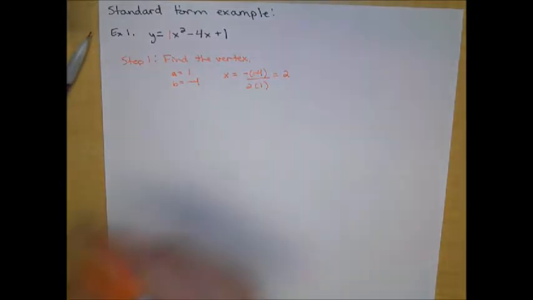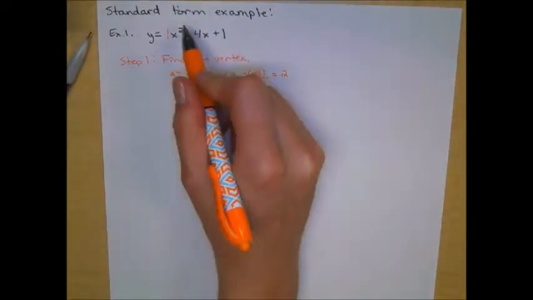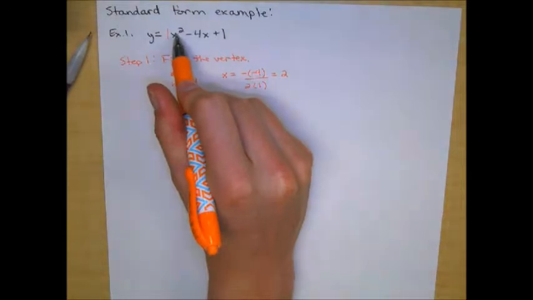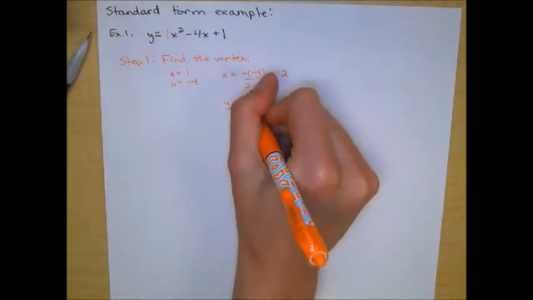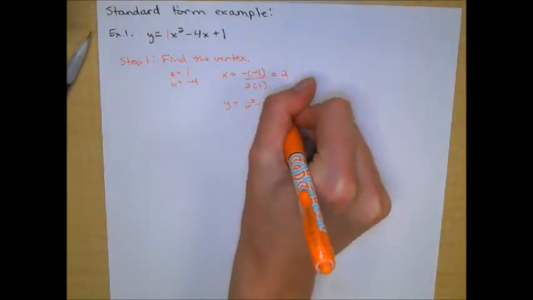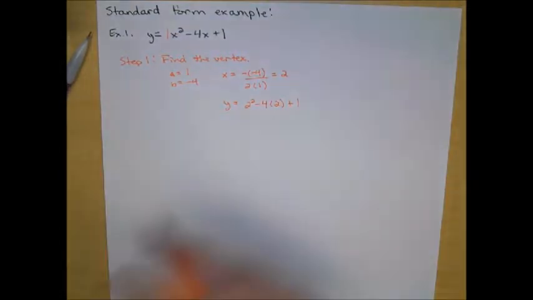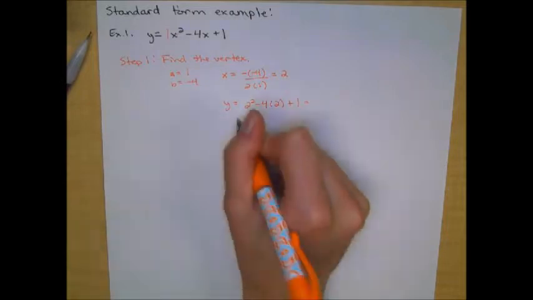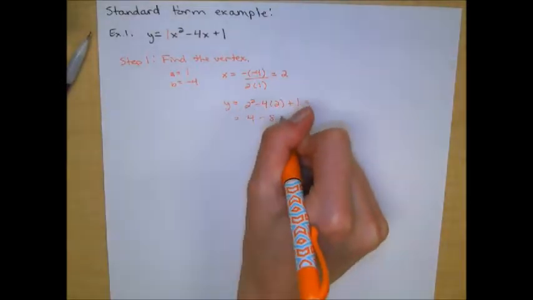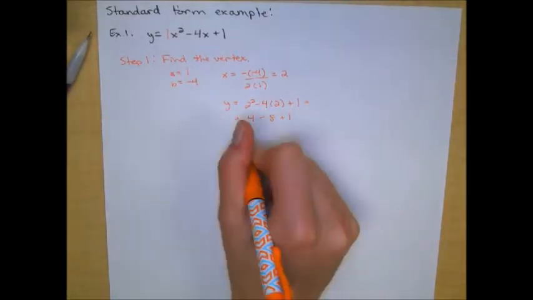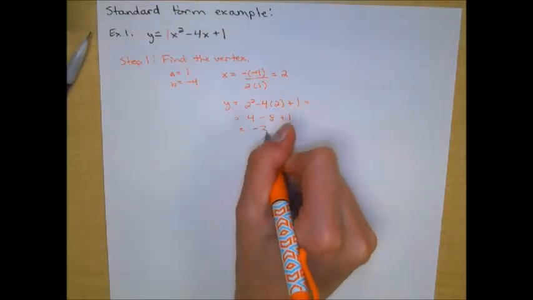To find the y, I then plug it in. So I'm going to plug in 2 here, plug in 2 here. This gives me 4 minus 8 plus 1, which is negative 3.